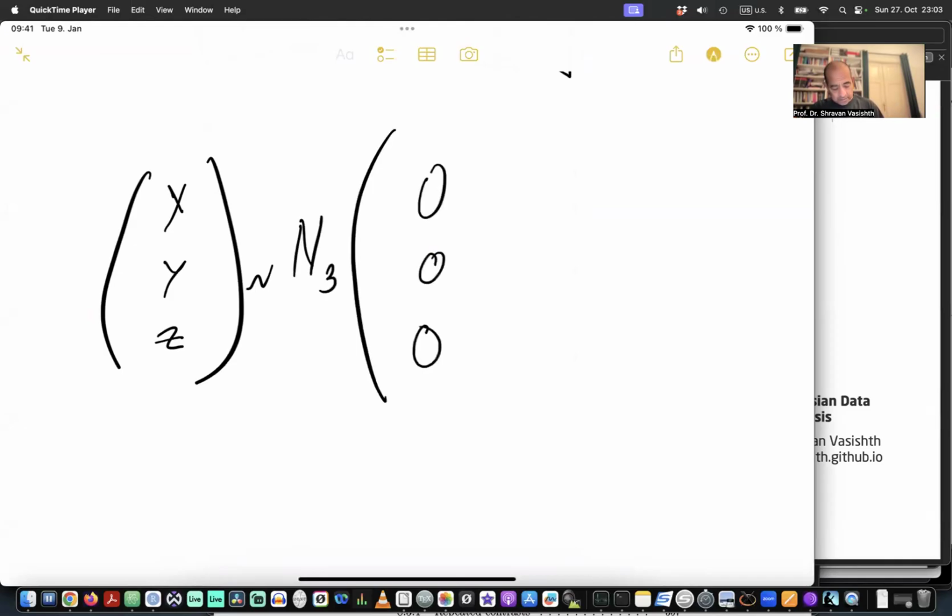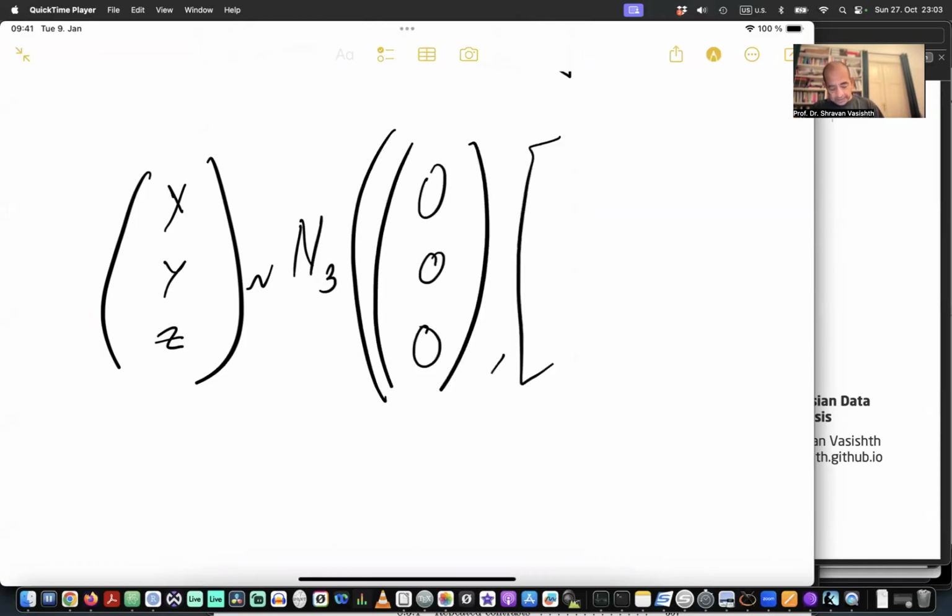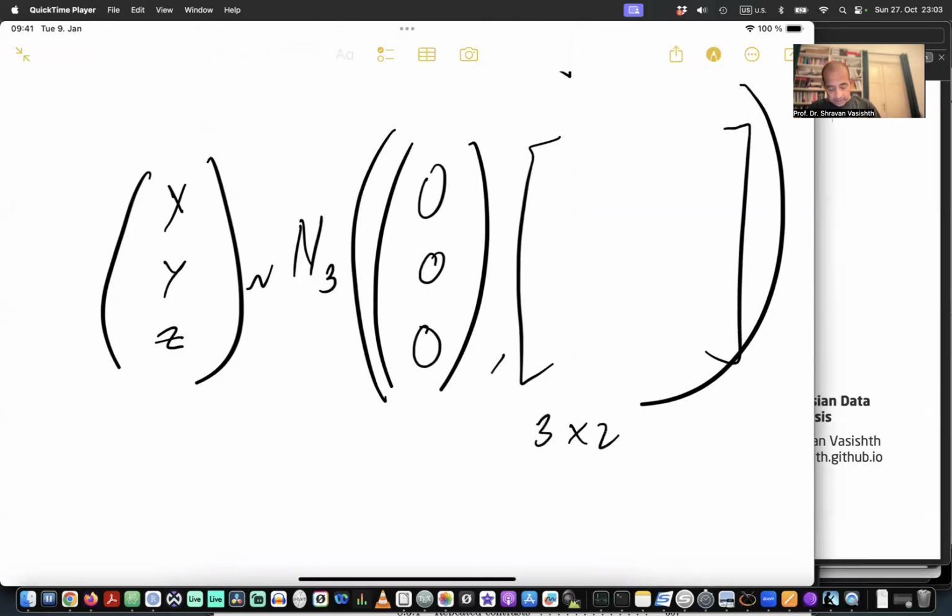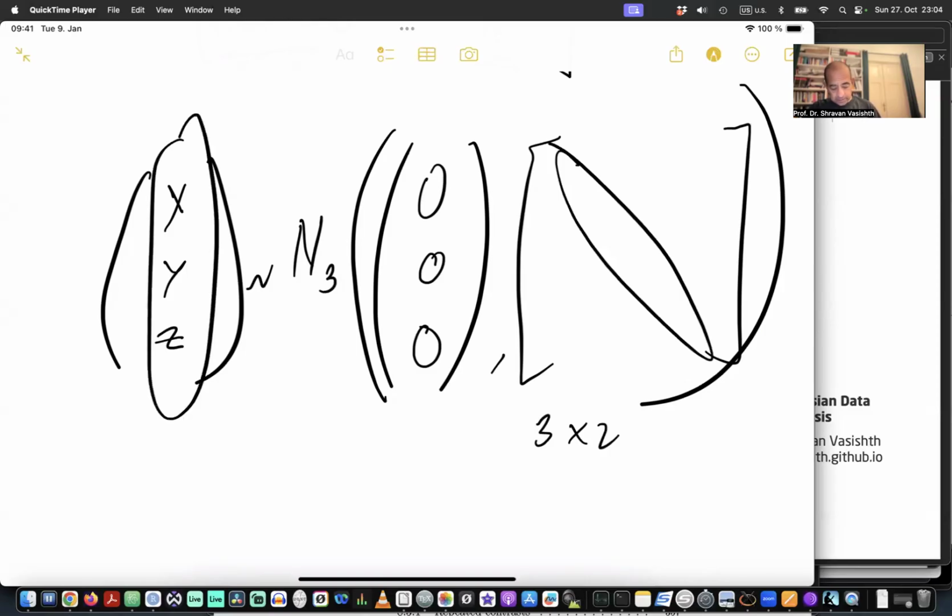Assume that the means of these three random variables are 0. Now we are looking at a variance covariance matrix that will have dimension 3 by 3. So this will be a 3 by 3 matrix. Along the diagonal, it will contain the variances of these three random variables, and along the off diagonals, it will contain the covariances.